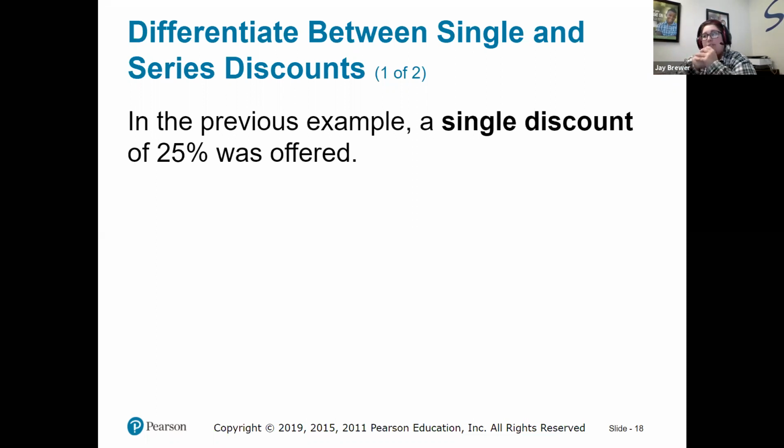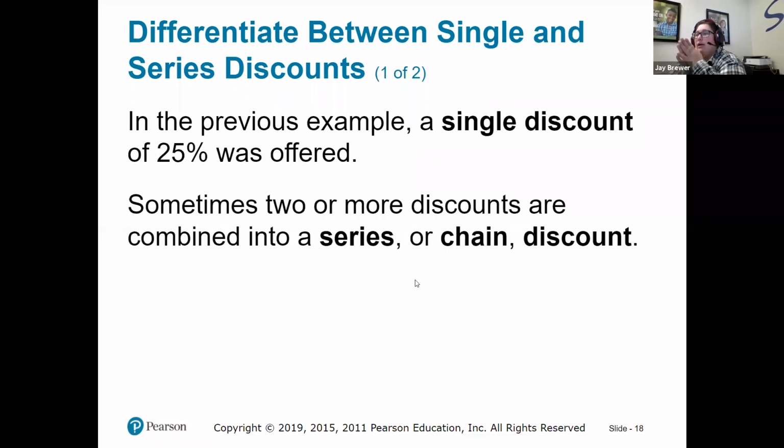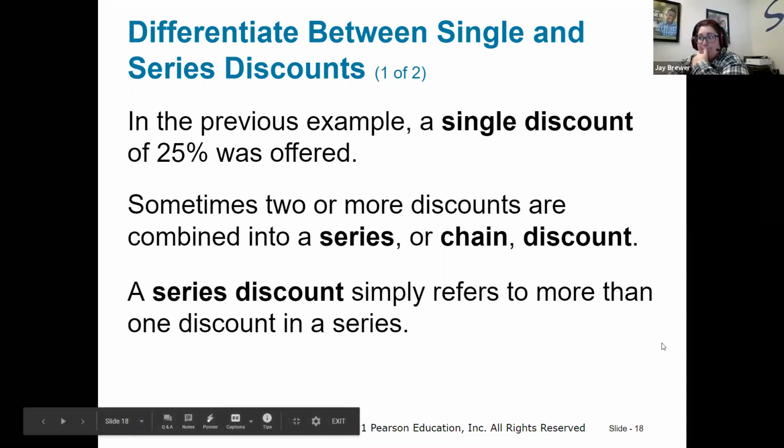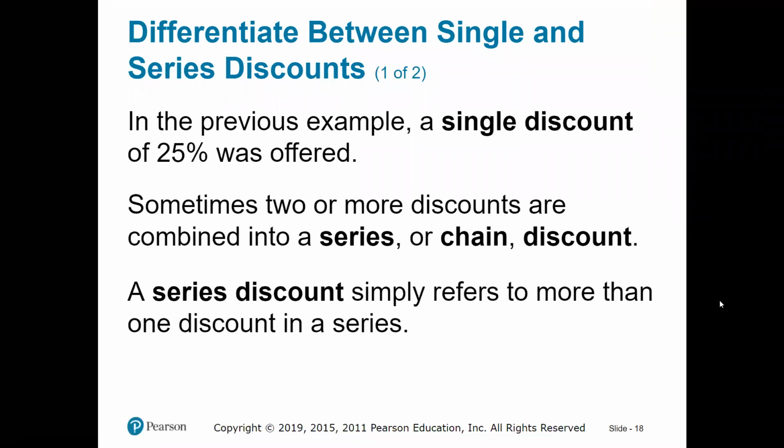Okay. In the previous example, a single discount of 25% was offered. Sometimes 2 or more discounts are combined into a series or chain discount. Please note that even though they're using the English corrected here, it's series discount or chain discount. It's not series or chain or discount. Okay, so either those 2 words together or these 2 words together. It was awful, by the way. Oh yeah, right. Because obviously I'm moving ahead, and I didn't go through the PowerPoint, and I just went at it.